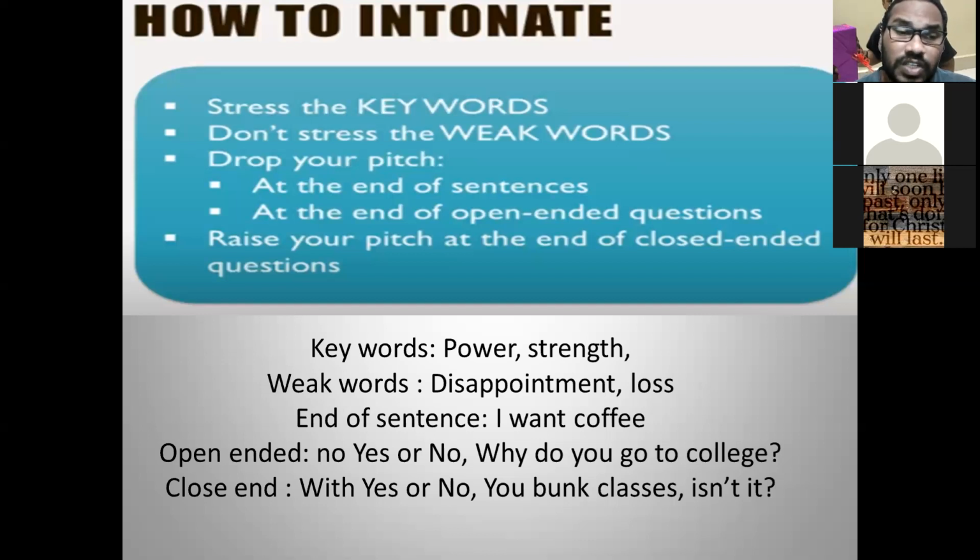Open-ended questions mean there will be no yes or no answers. Why do you go to college means, I go to college for study or something else. With closed-ended questions, they are bothered about yes or no. You bunk classes, isn't it, means they should respond in yes or no. So these are also important when we speak: how to drop our pitch and how to raise our pitch.